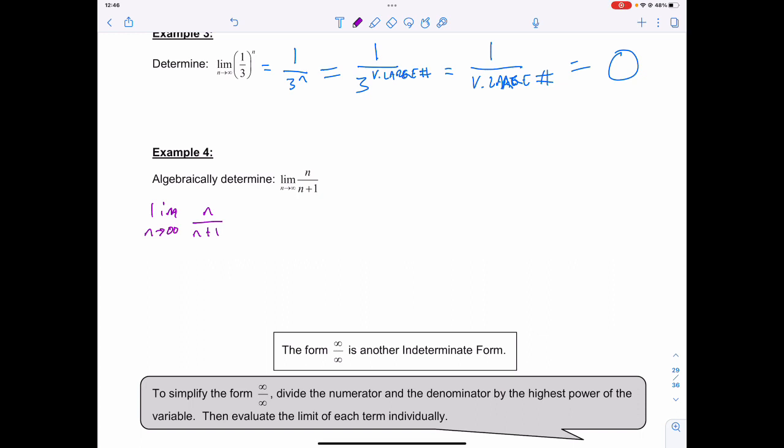then what I'm going to do is I'm going to divide the numerator and the denominator by the variable to its largest exponent, which in this case is just n. So I'm going to divide the numerator and denominator by n. And that's going to give me the limit as n approaches infinity of n over n divided by n over n plus 1 over n.